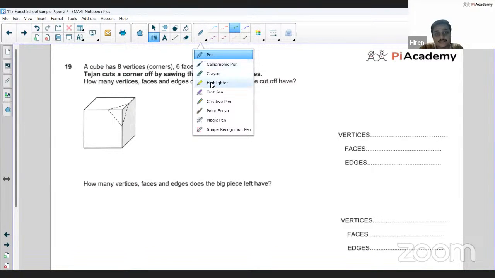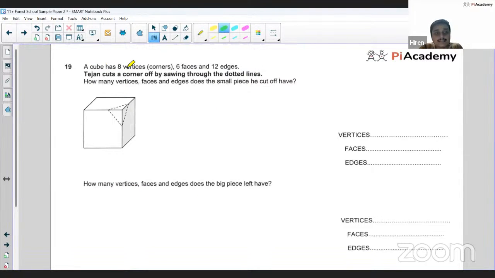Yeah, this is a good question. A cube has 8 vertices, 6 faces, and 12 edges, right? We all know this. Now the thing is, Tejan cuts a corner off, shown through a dotted line. So you can see the dotted line here. Here, Tejan is cutting the corner.